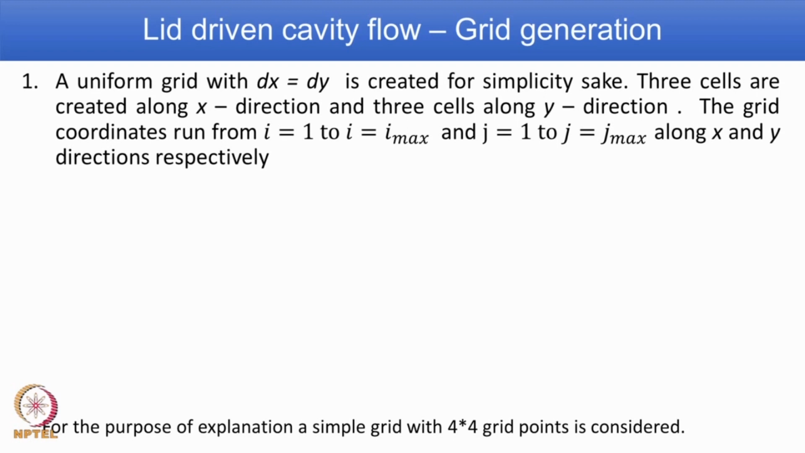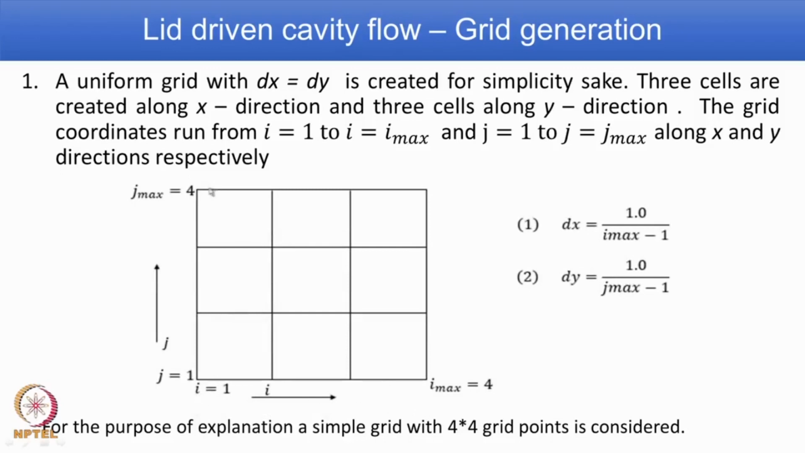So, for the purpose of explanation, we take a simplified grid, a structured uniform grid with 4 by 4 grid points, that is 4 grid points in the x direction and 4 grid points in the y direction. We define the uniform grid in such a way that delta x equals delta y. 3 cells are created along the x direction and 3 cells along the y direction. The grid coordinates run from i equal to 1 to imax, j equal to 1 to jmax along the x and y directions respectively. And this is the grid arrangement shown here.